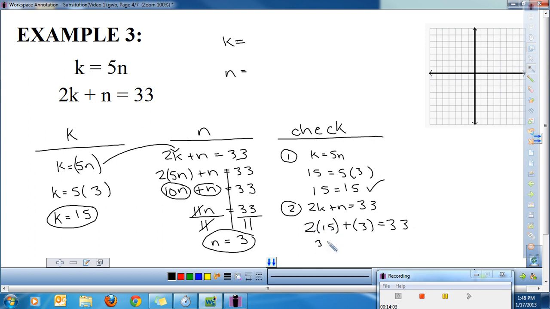Well, 2 times 15 is 30. And 30 plus 3 is 33. So my solution worked. I checked. So remember, if we have k and n, we don't have x and y, we're just going to write it as k equals, n equals. So we think that k is 15, and we think that n is 3. So we have our solution.